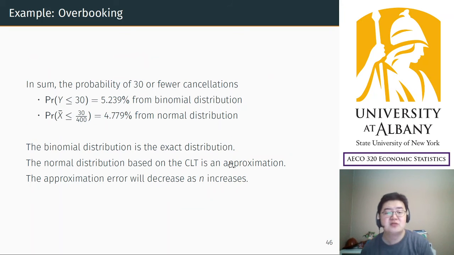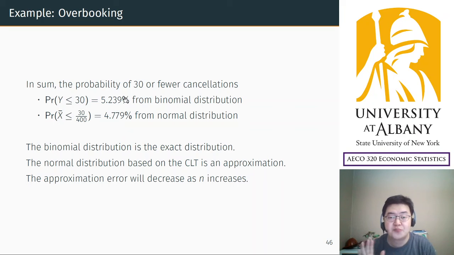Compare them. Basically, we are calculating the same probability, the probability of the same event, the event that 30 or fewer reservations are cancelled. When you use the binomial distribution, you got 5.2%, but the normal distribution yields 4.78%. Their difference is the approximation error. So this 5.239% is the correct probability. This is the true probability.